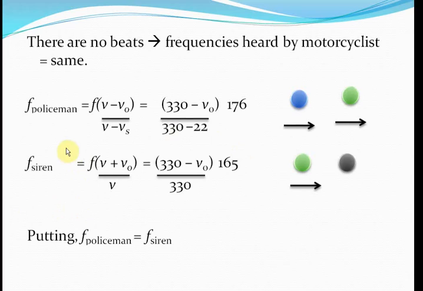In case of f siren, the frequency emitted by the siren that the observer observes, we use the formula f times (v plus vo) divided by v. We use v plus vo because in this case, as you can clearly see, the observer, that is the motorcyclist, is moving towards the source, that is the siren. At the bottom, we do not use any plus or minus sign because the source, that is the siren, is not moving at all. Simplifying, we get this expression. When we equate this expression to the earlier expression, we clearly get the value of vo, the velocity of the observer. This comes out to be 22 meters per second. So that's the answer.